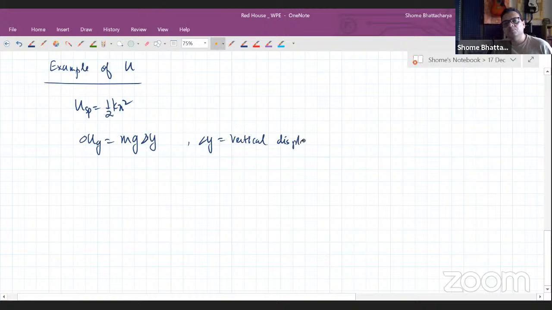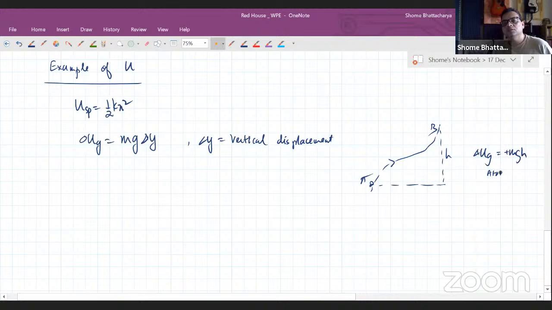So anytime a body is having a positive vertical displacement, that means its height is increasing, whatever its path is. If the body's height is increasing from the point A to the point B like this, its vertical height is increasing by h, then delta U gravitational will be plus mgh, because A to B. And likewise, if it is coming from B to A in the opposite direction, its height is decreasing. So delta U gravitational for B to A will be minus of mgh, because delta y, the change in vertical coordinate or the vertical displacement, will be minus of h. So this is the simple rule of thumb to remember about this.